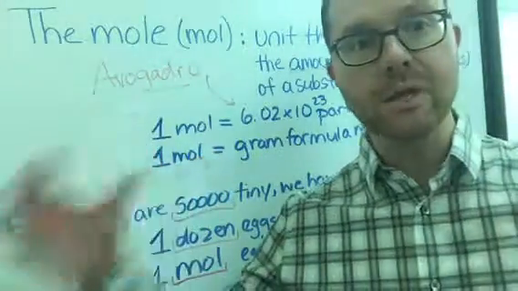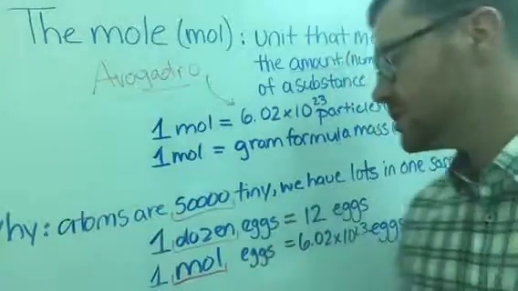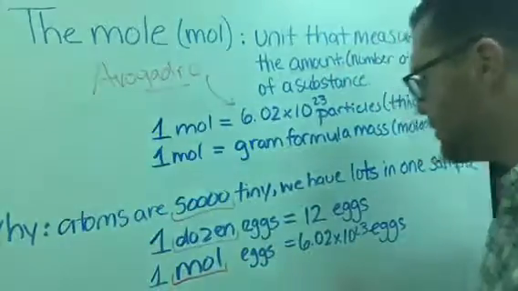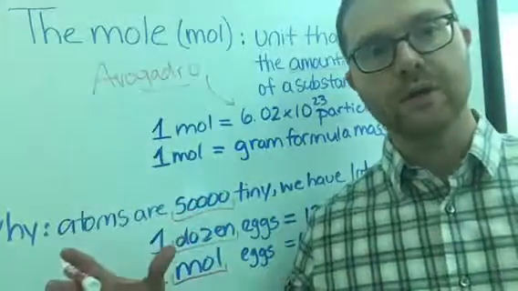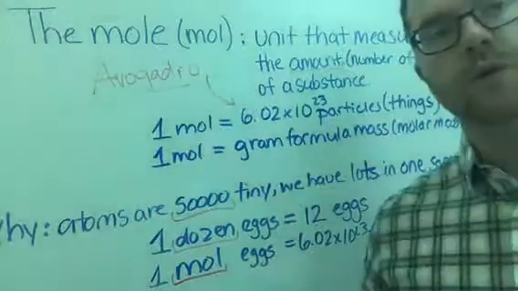You'd give me millions and billions of eggs. So it is a very specific amount. So we don't have to keep writing this number or writing a really large number. We use the word mole. Let's give an example here.